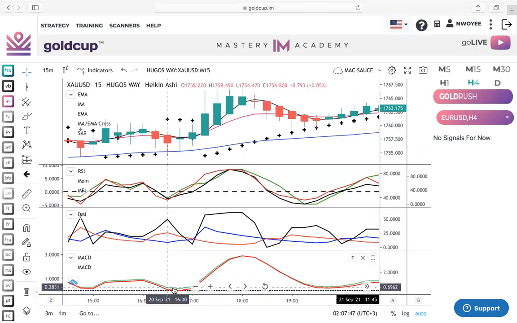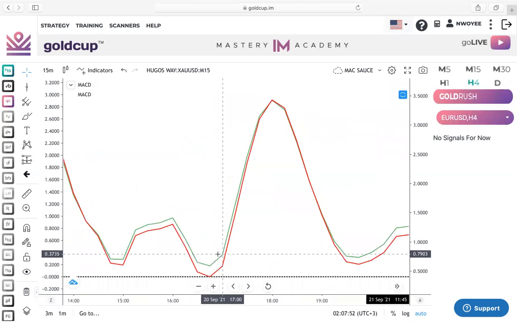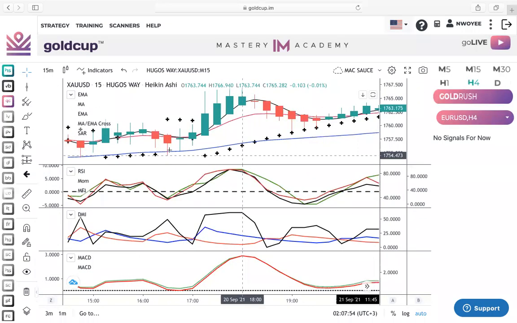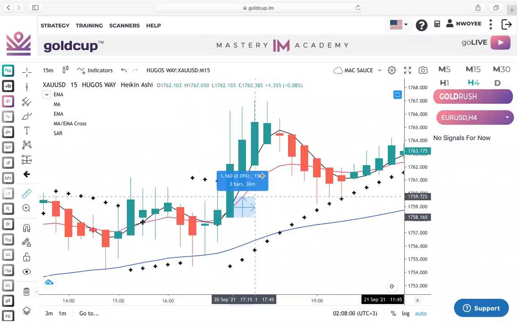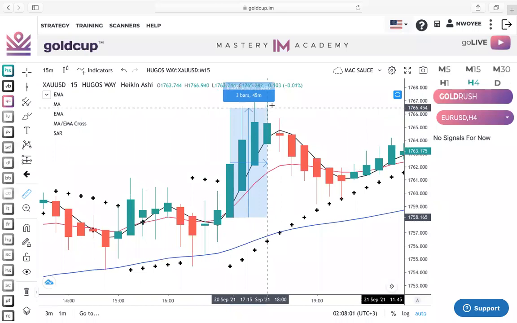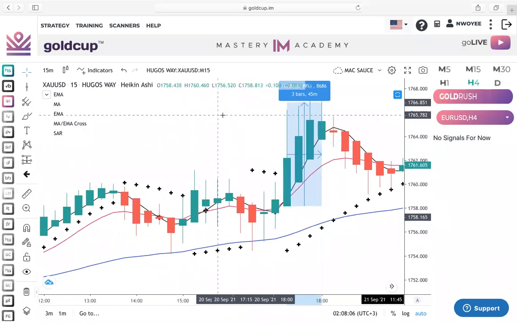And both MACDs are on top of the dotted line. Another confirmation. Look at this. Let's see how many pips gold went on this one. You would have gotten in at the opening of this candle, and it went all the way up here, the wick right here. That was a good 86 pips right there in 45 minutes.